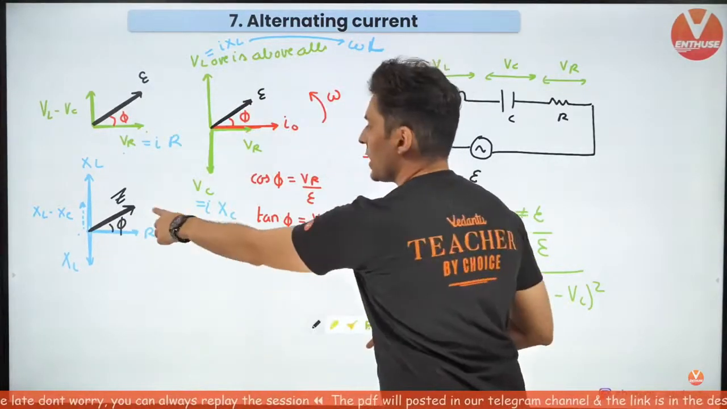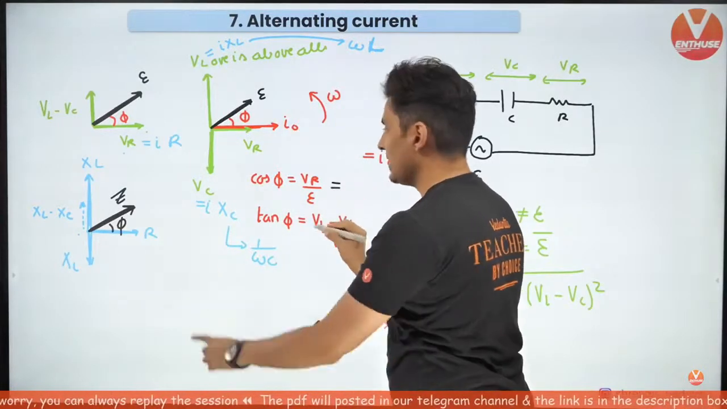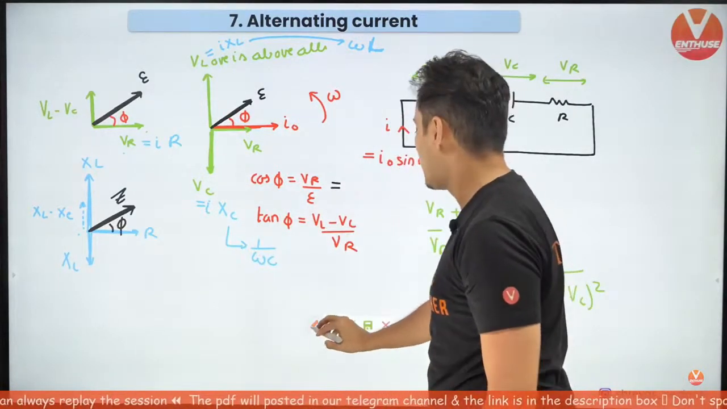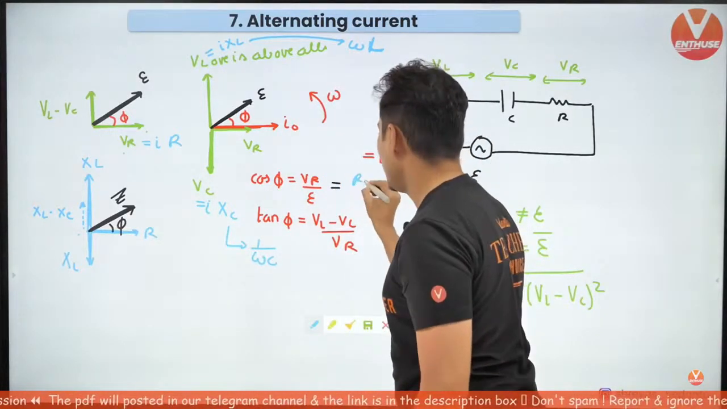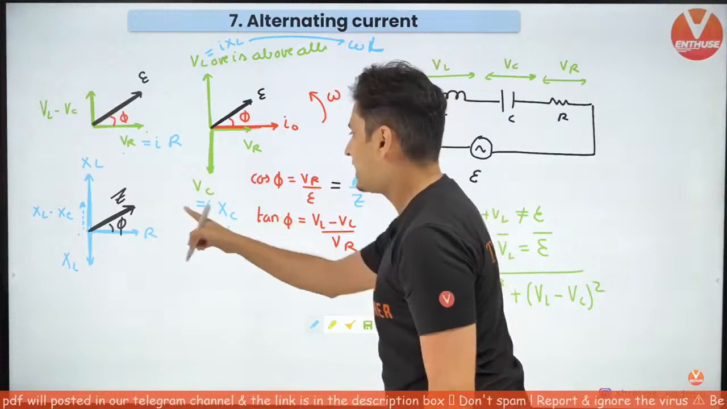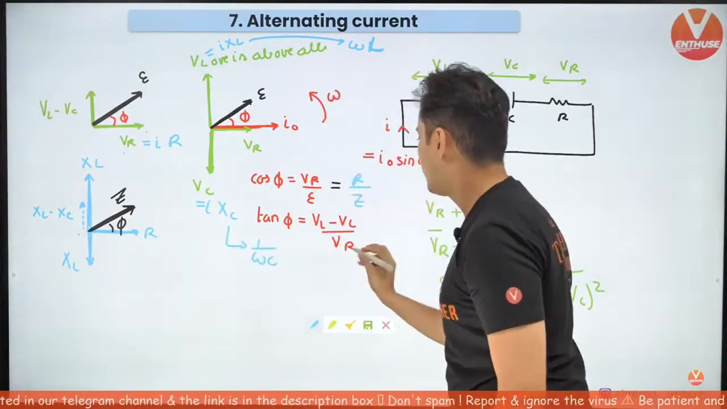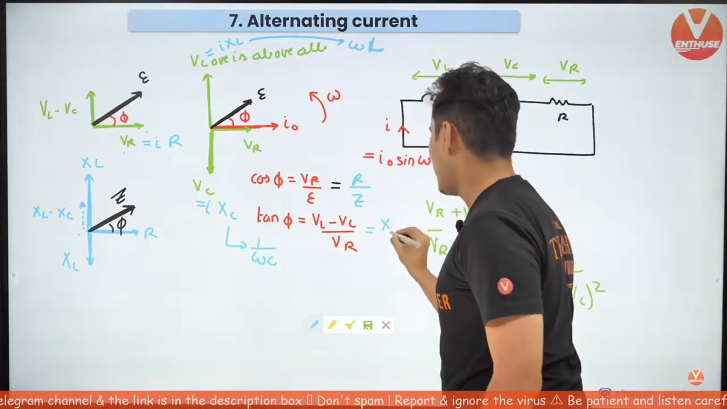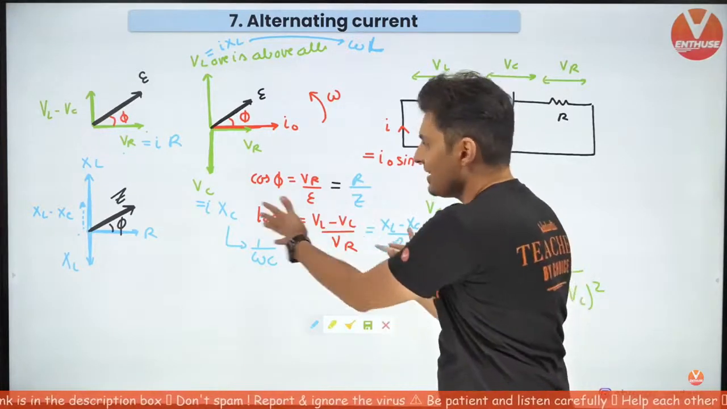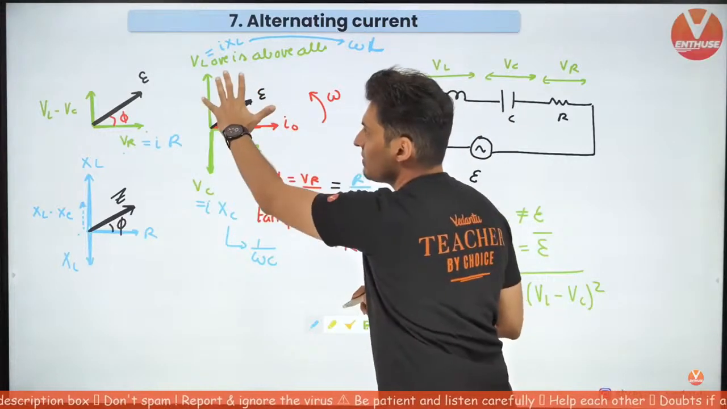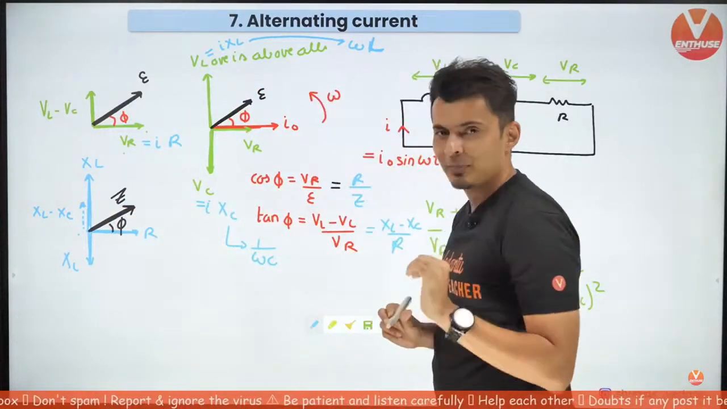Now you can also write cos phi as base by hypotenuse. You can write tan phi as opposite by base, which is XL minus XC by R. So one and the same thing. If you know these vectors, you also know these vectors.